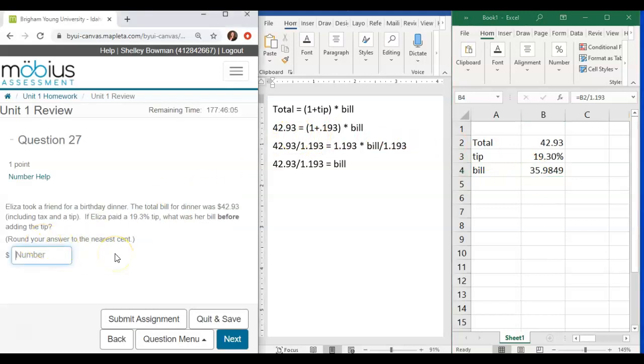And we want to round this to the nearest cent, so this gives us $35.98. The 4 does not round up the 8. All right, and I don't see any typos, so it looks good, and we can move to the next problem.